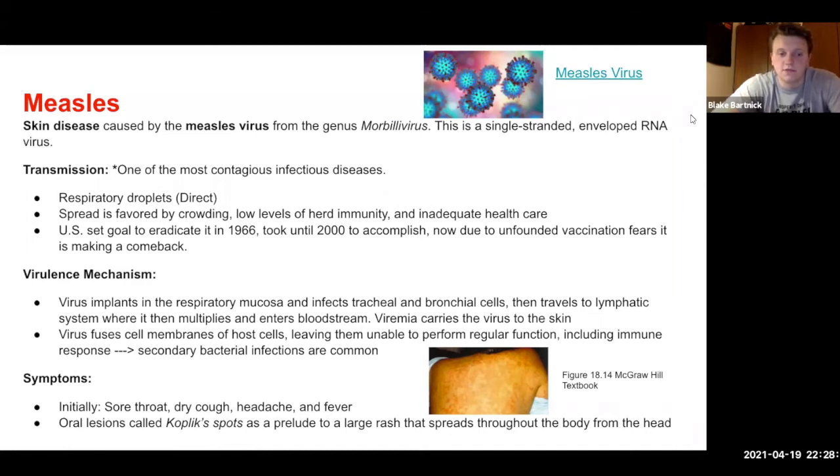Then the virus fuses cell membranes of host cells, leaving them unable to perform their regular function. This includes the immune response and the cells involved with that. And it would prevent them from performing their normal mechanisms to prevent infection. So secondary bacterial infections are very common with measles. The symptoms, initially you'll have some sore throat, a dry cough, headache, and fever. And then it'll lead to oral lesions called Koplik spots as a prelude to a large rash that will spread throughout the rest of the body, starting from the head.